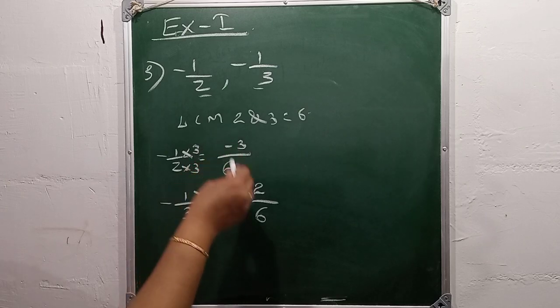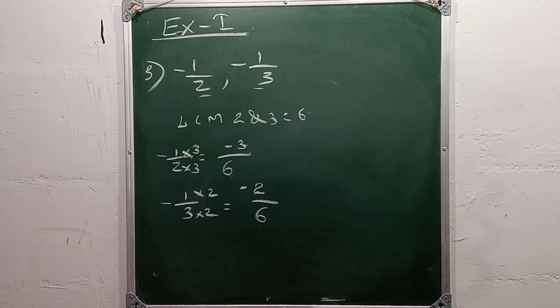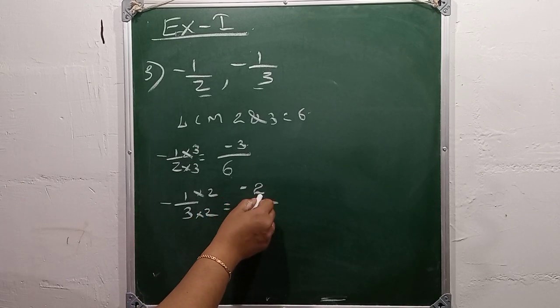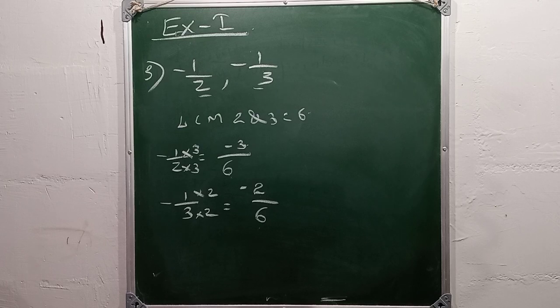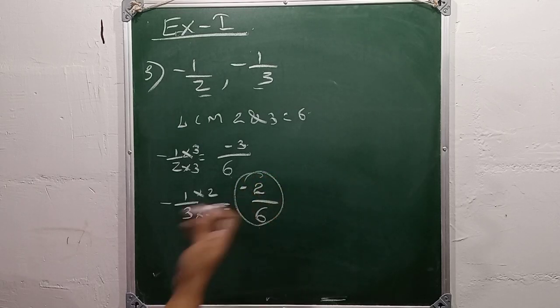And among negative 2 by 6 and negative 3 by 6, which one is larger? Yes, larger is the one with the smaller numerator, right? So here the larger one is this one, that is negative 2 by 6.